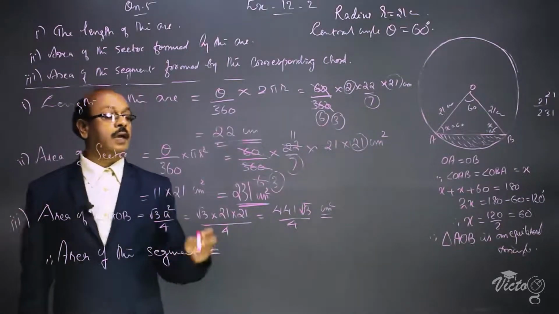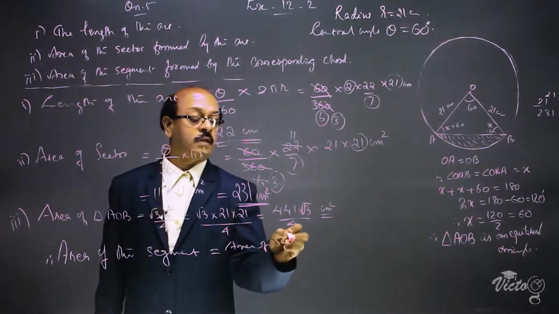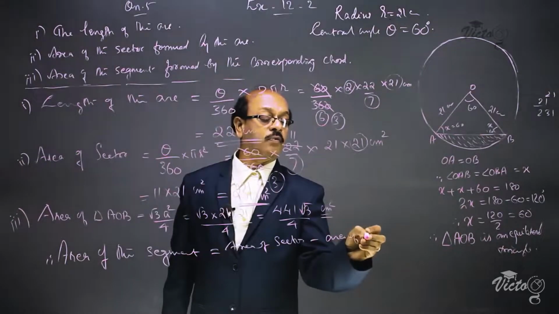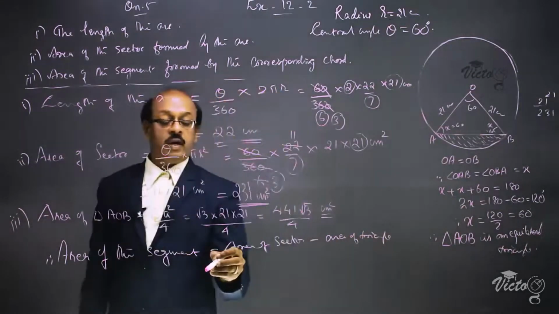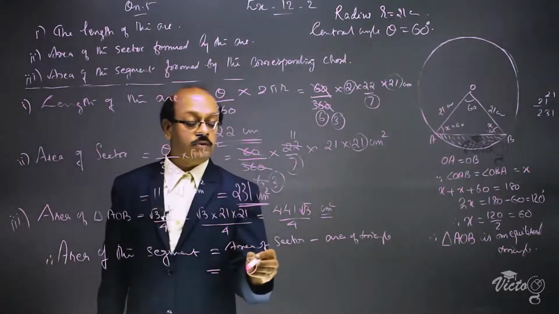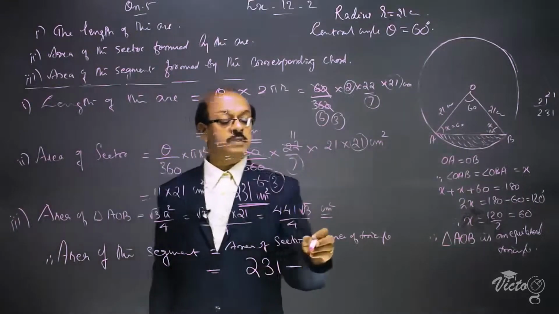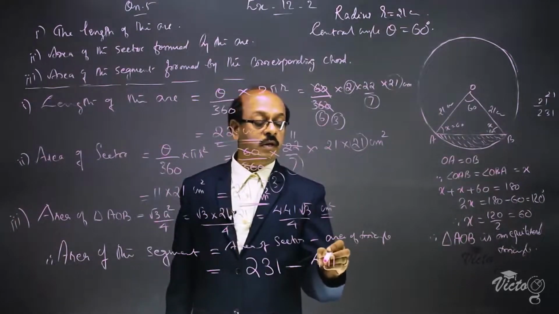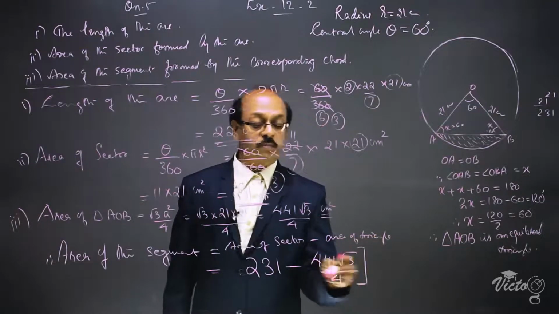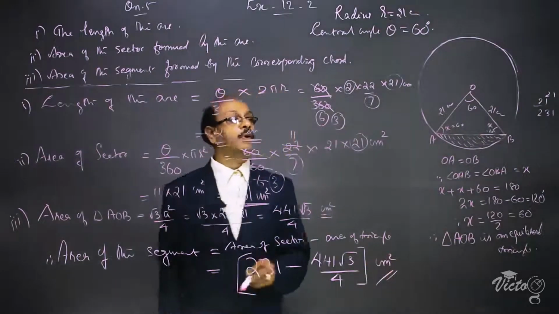Area of the segment is equal to area of sector minus area of triangle. Giving values, area of sector is 231 minus area of triangle, which is 441 root 3 by 4 centimeter square. This is the area of the corresponding segment.